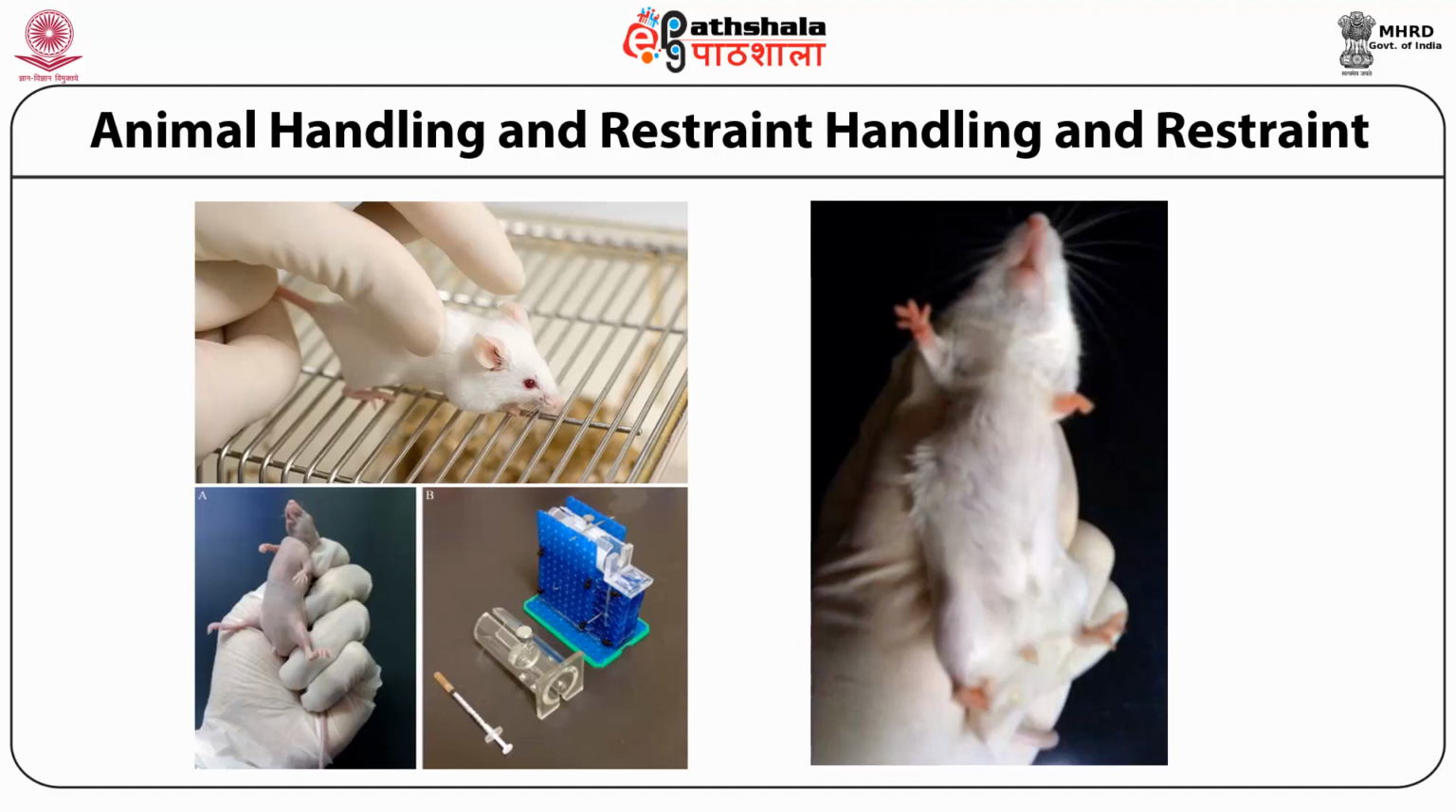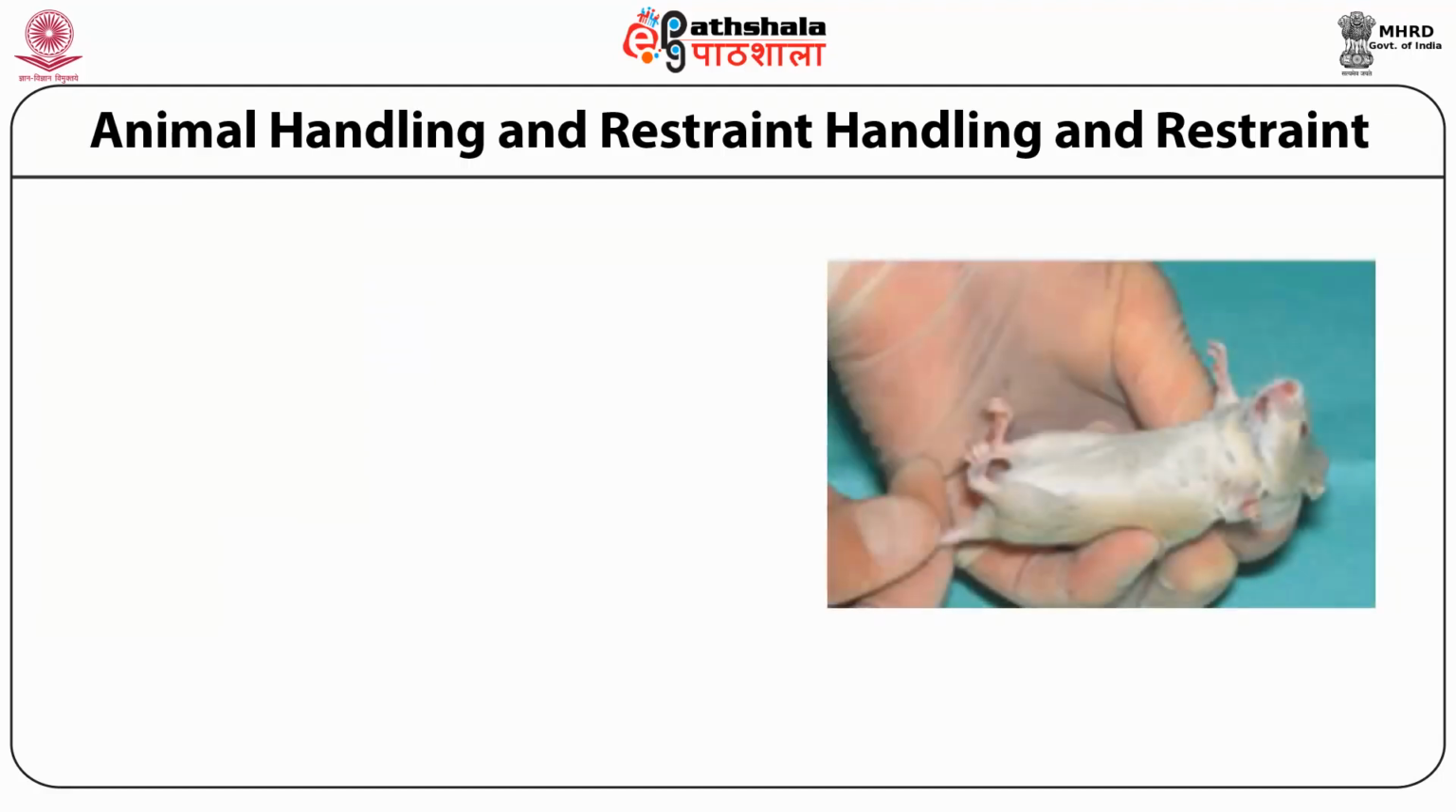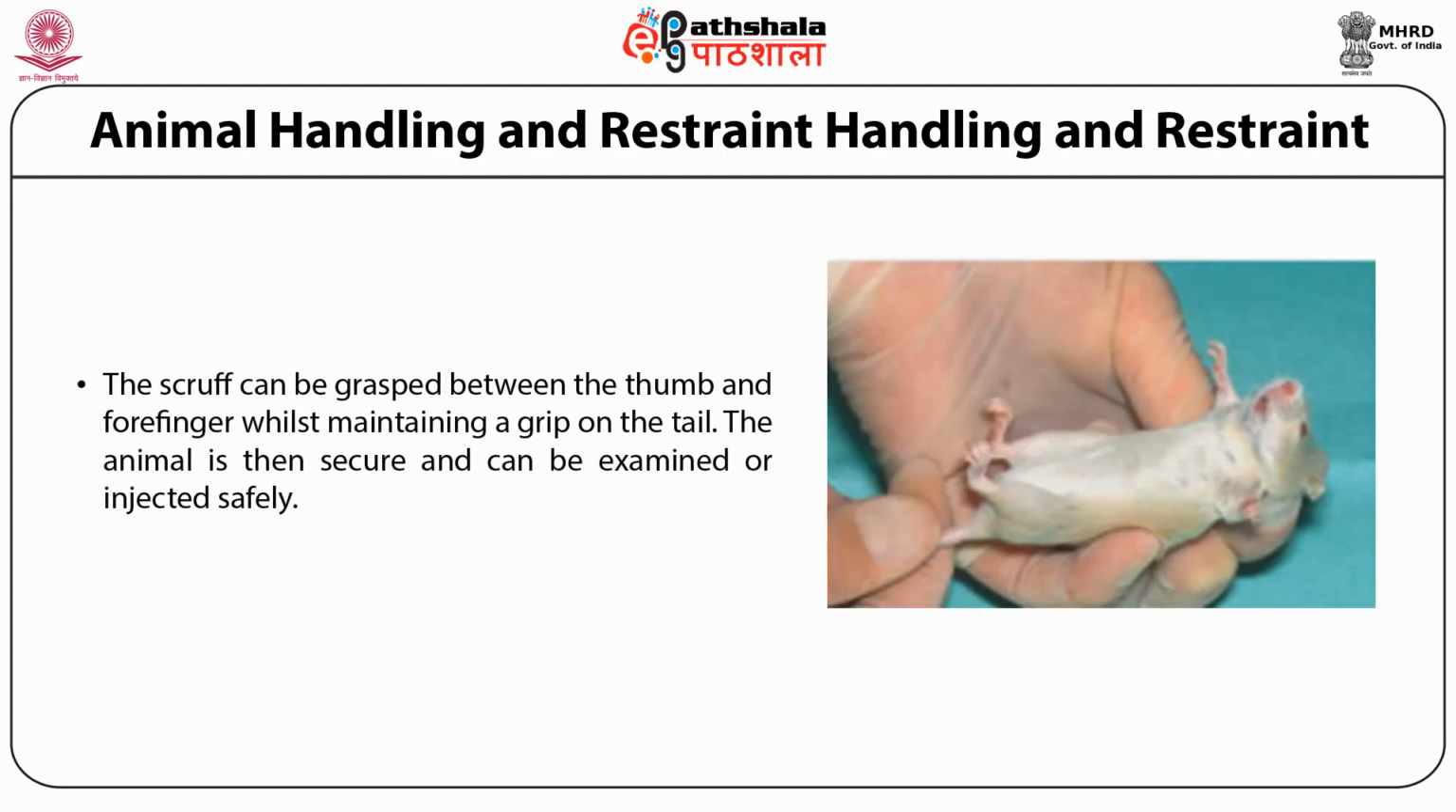This is how a mouse is handled. You can see in the first slide how a person lifts the mouse with 2 fingers, and how the mouse is handled with one hand actually. If you don't handle the mouse properly, there will be stress and the animal will die. See, this is how the mouse is grasped between the thumb and the forefinger, maintaining a grip on the tail. The animal is then secure, and it can be examined or injected safely.